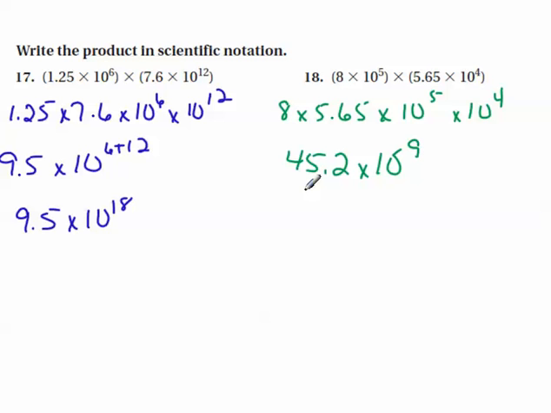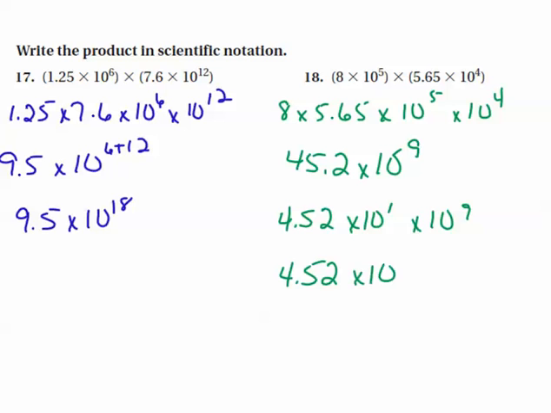But we need to get that 45 to be a number between 1 and 10, so we'll rewrite that as 4.52. We move the decimal once, so we'll multiply that by 10 to the 1st. But we'll still take care of that 10 to the 9th. So now we can simplify that with 4.52 times 10 to the 1 plus 9, or 10 to the 10th.